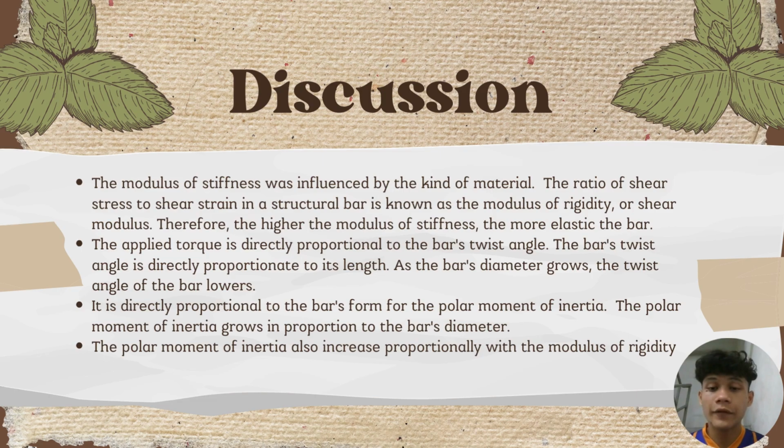Furthermore, the modulus of rigidity was influenced by the kind of material. The ratio of shear stress to shear strain in a structural bar is known as the modulus of rigidity, or shear modulus. Therefore, the higher the modulus of rigidity, the more elastic the bar. The applied torque is directly proportional to the bar's twist angle. The bar's twist angle is directly proportionate to its length. As the bar's diameter grows, the twist angle of the bar lowers. It is directly proportional to the bar's form for the polar moment of inertia. The polar moment of inertia grows in proportion to the bar's diameter. The polar moment of inertia also increases proportionally with the modulus of rigidity.